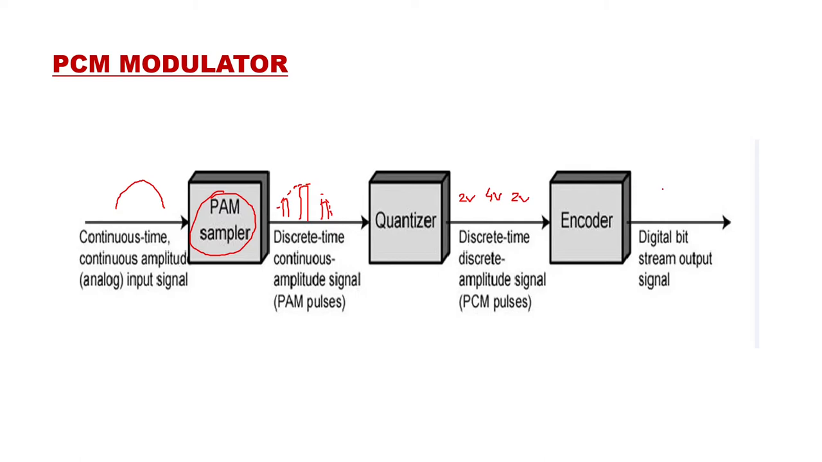And then the encoder will give a binary code to that. The 2 volt will be taken as 010, 4 volt will be taken as 100, again 2 volt will be taken as 010, and then it will be given an electrical line format, 010100010, in this way.